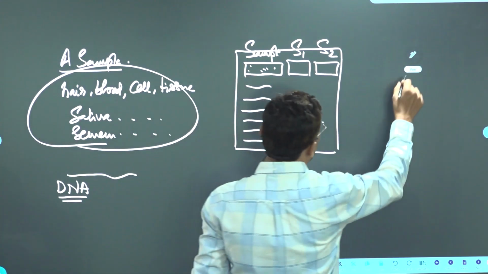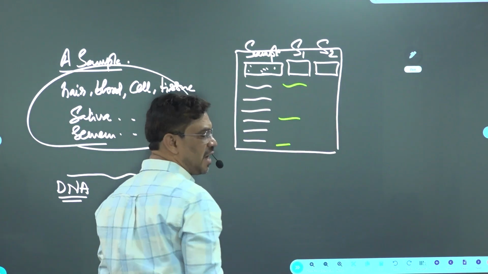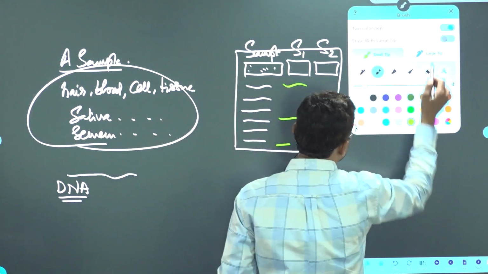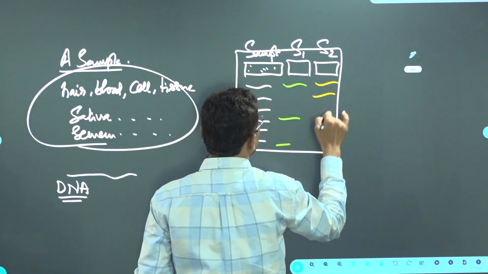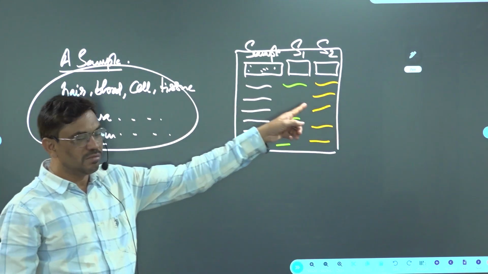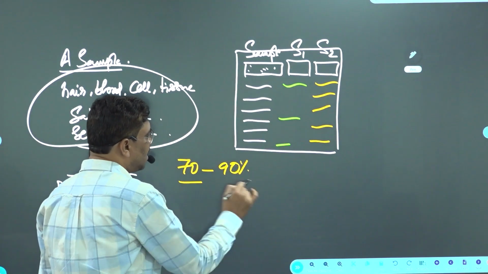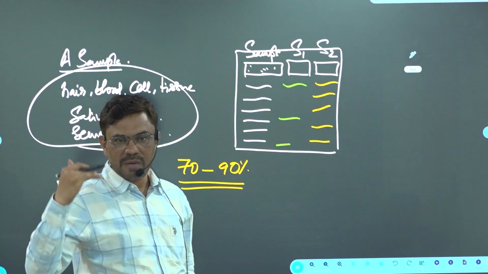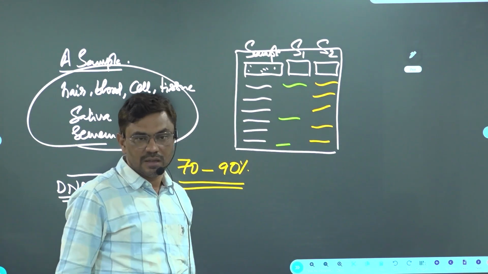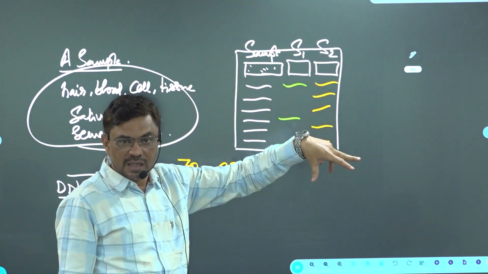When you compare these fragments with the suspect DNA, say this is suspect 1, the fragments may be like this. They are not matched. If you consider suspect 2, these are the fragments from suspect 2. There is a matching. The matching is between 70 to 90%. If a minimum of 70%, maximum 90% matching is there, then that suspect can be considered as the criminal.